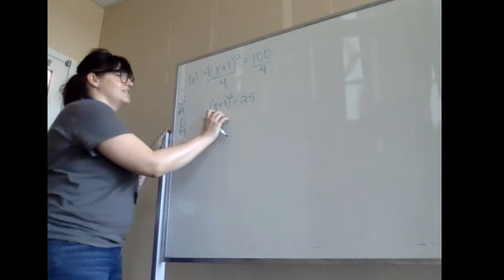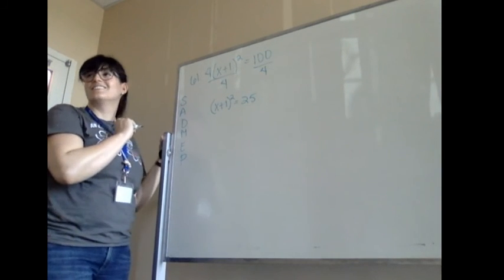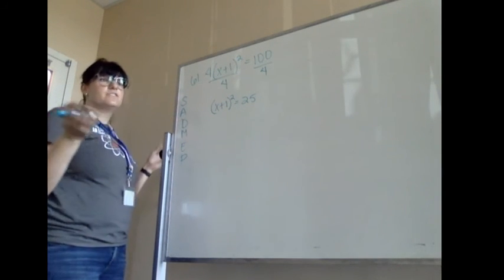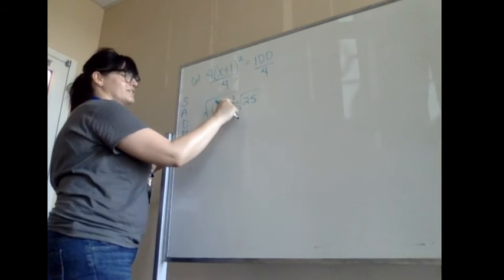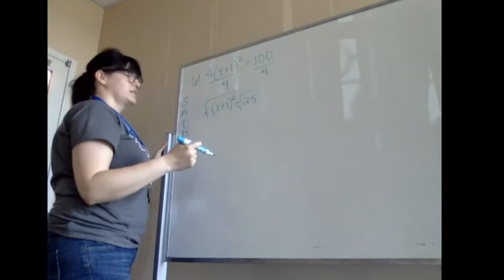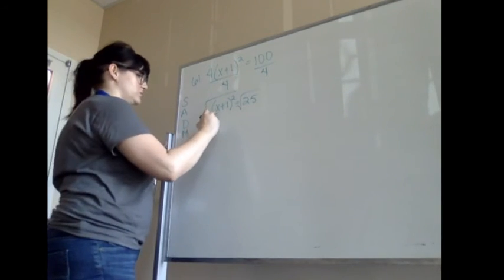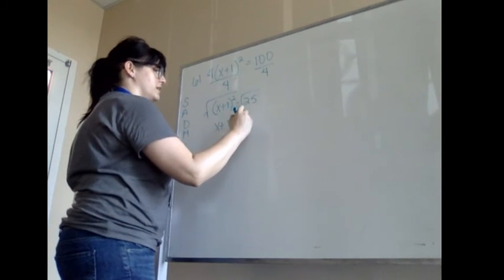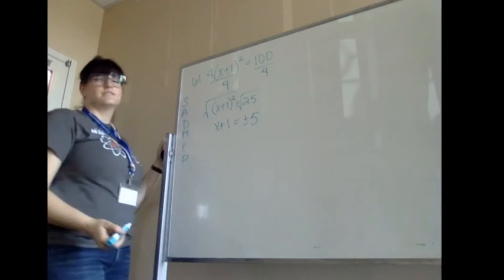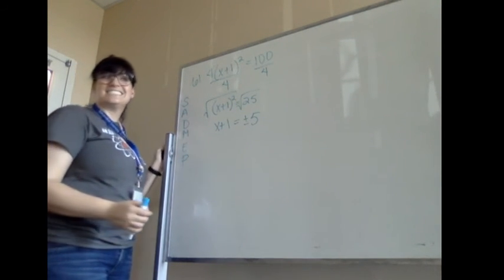Well, this is a perfect square, even if it doesn't look like it, because it's a number squared. And what is the square root of (x plus 1) squared? x plus 1 equals plus or minus 5. Remember, we need to have two answers.